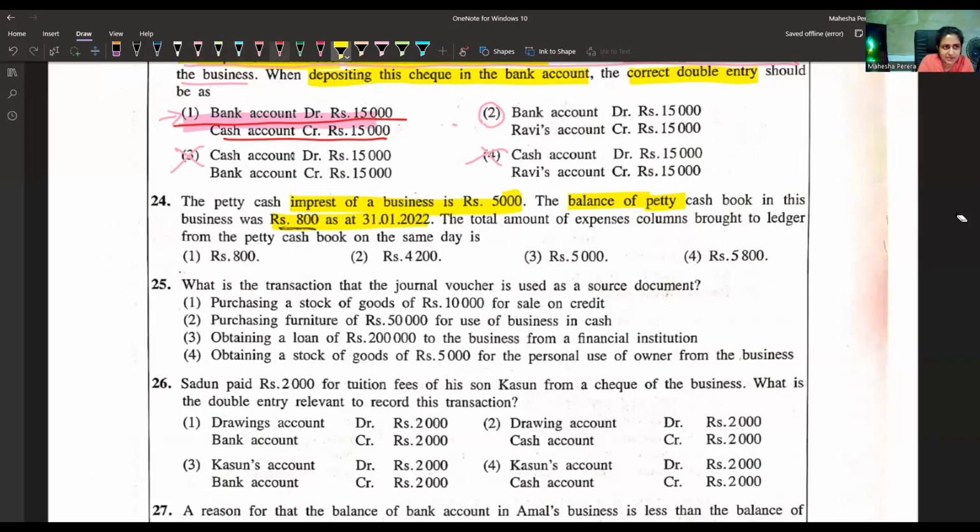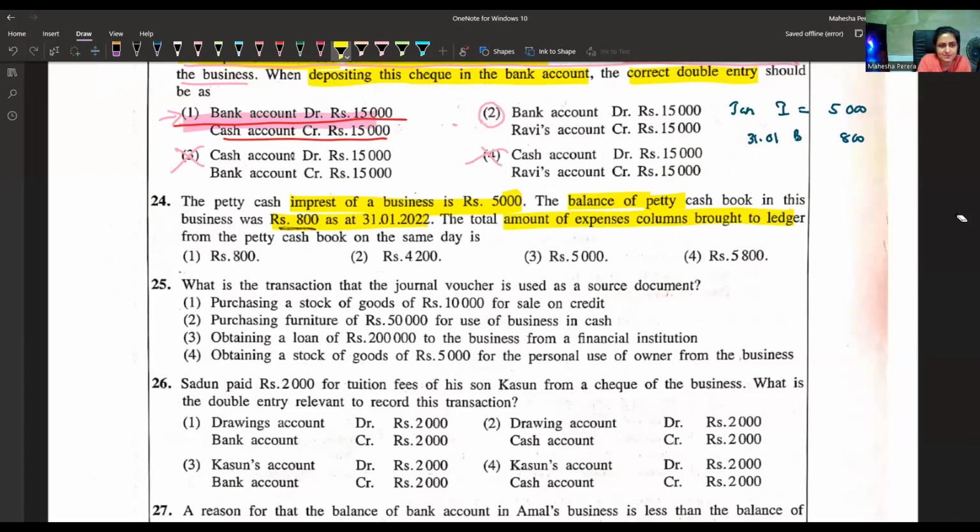If we write the data for January, the imprest of January is 5,000. That means altogether we have 5,000 to spend. On 31st of January, the balance, B for balance, is 800, right? Then the total amount of expenses column brought to the ledger from the petty cash on the same day.